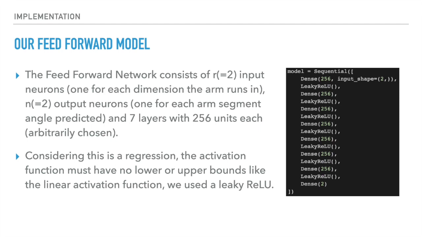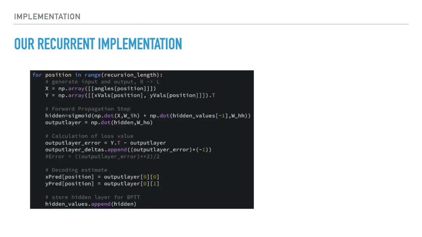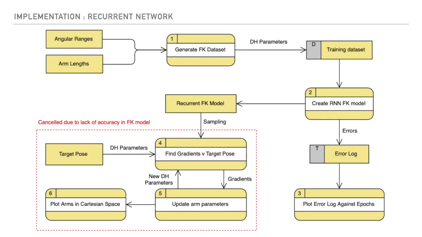The feed-forward model was created using 7 layers of 256 neurons each, connected via a leaky rectified linear unit activation function, and was implemented as such. The recurrent model was created using a simple RNN with varying hidden neuron sizes. The hidden layers were connected to each other via a sigmoidal activation function, and the hidden layer was connected to the output layer via a linear activation function. The network was implemented as such.